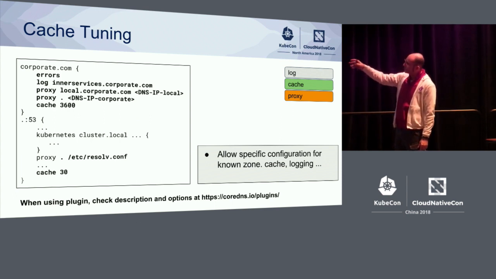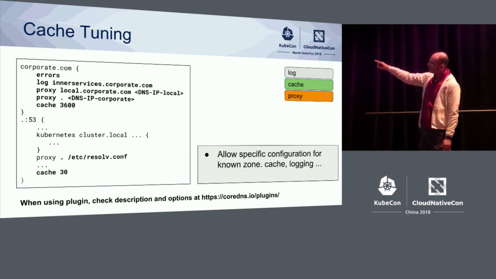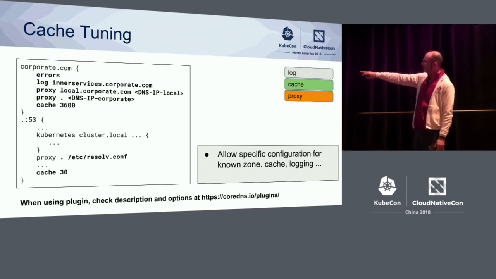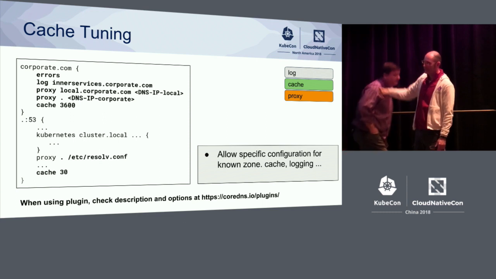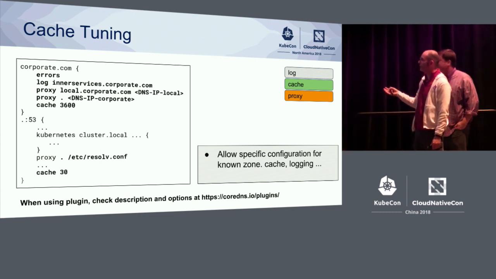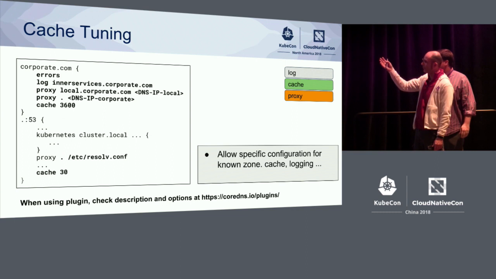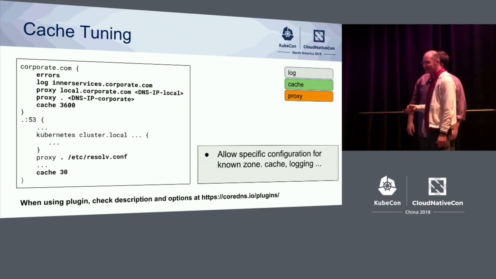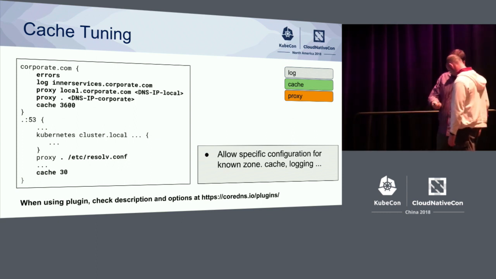Anyway, I went quickly into this proxy. Each one has a lot of configuration. Please go to the website of CoreDNS IO plugins to have a description and the list of options of proxy, of log, of error, of cache. You can do a lot of tuning on each of these plugins. Thank you. So, John, it's up to you.